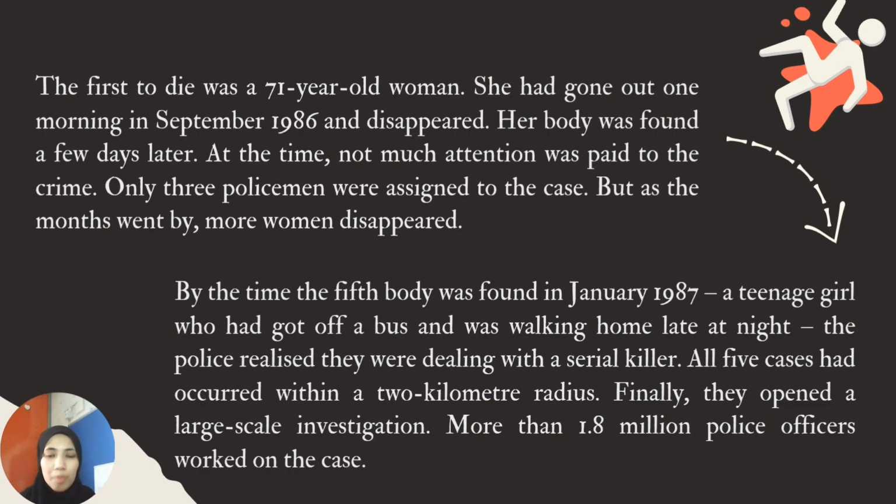By the time the fifth body was found in January 1987, a teenage girl who had got off a bus and was walking home late at night, the police realized they were dealing with a serial killer. All 5 cases had occurred within a 2-kilometer radius. Finally, they opened a large-scale investigation, and more than 1.8 million police officers worked on the case.